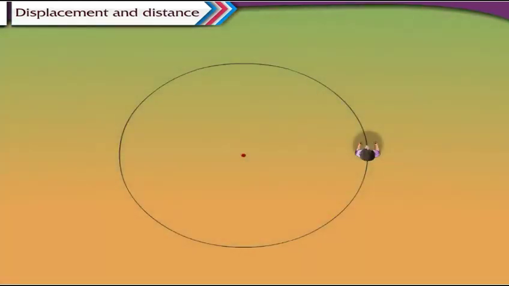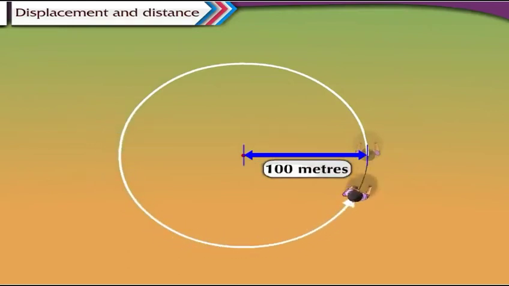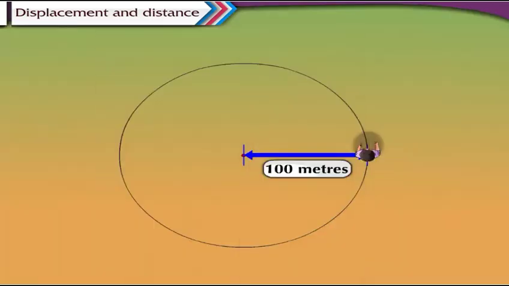Every morning, Swaraj walks around the edge of a circular ground having a radius of 100 meters. He starts walking from point A and again comes back to point A to complete one round. Now, can you find out how much distance has he walked and what is his displacement?